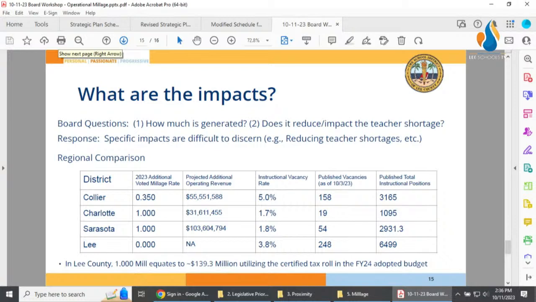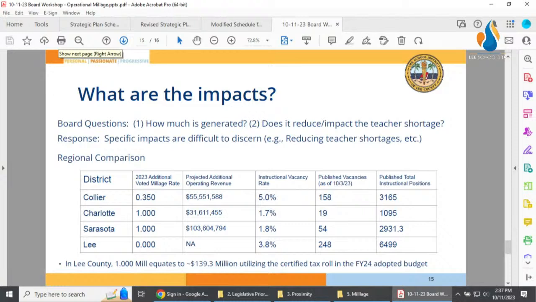So, decoding this data table, starting with Collier County, they have a 0.35 additional voted millage, whereas by contrast, in the next two listed, both Charlotte and Sarasota, they reflect a full 1 mil in their voted additional millage. And you can see for each district the additional operating revenue that is generated from their certified tax rolls. This data is from their adopted final budgets this year in September. Then to the right, you can see the instructional vacancy rate, which is a calculation based on the two published numbers by each of these districts.